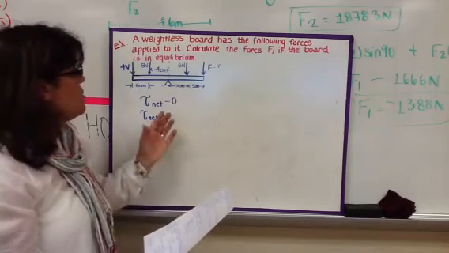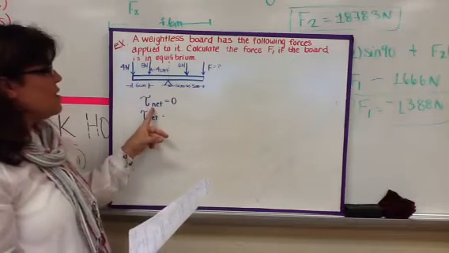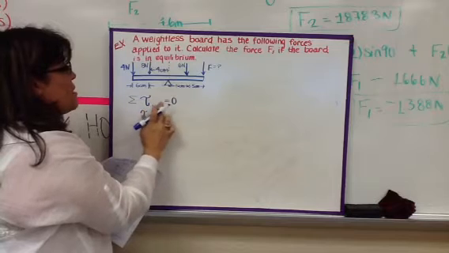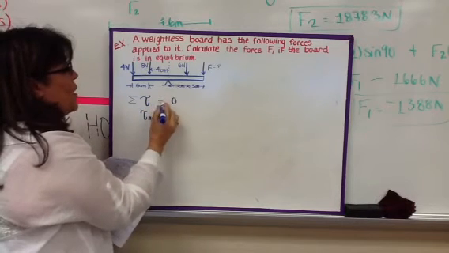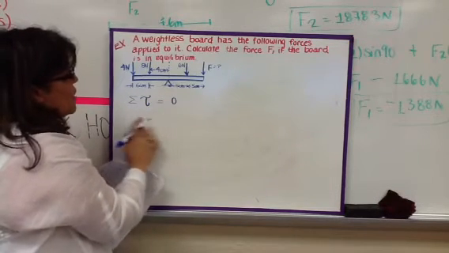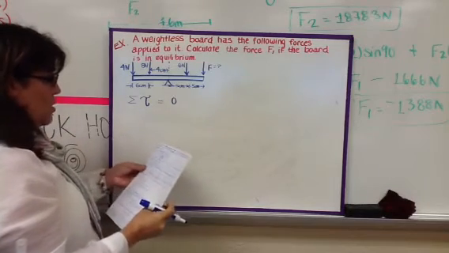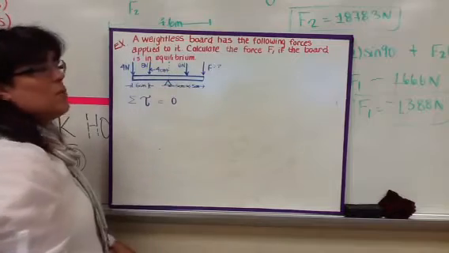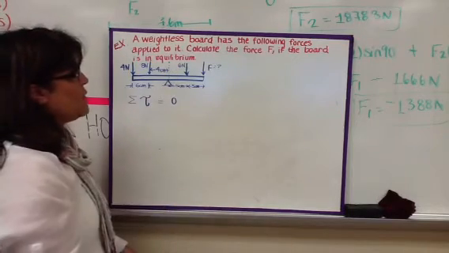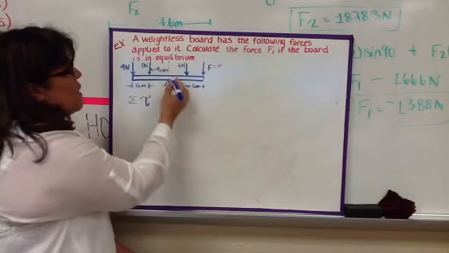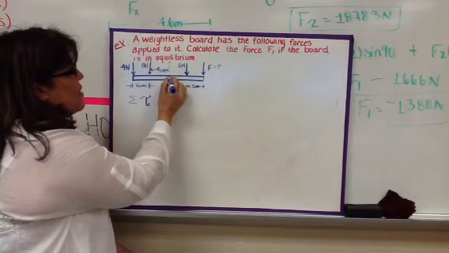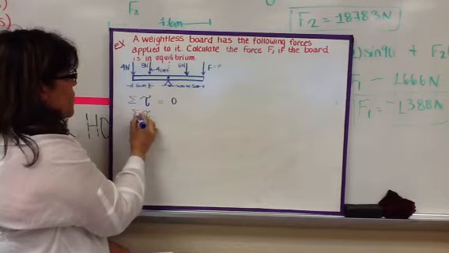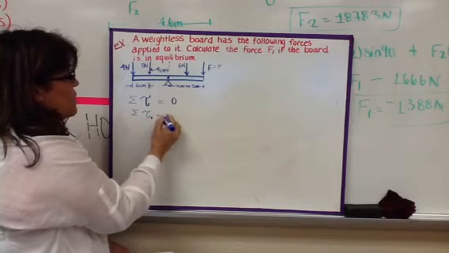Okay, so for the board to be in equilibrium, that means that the sum of the torques, or the net torque, has to be equal to 0. We want it in equilibrium. So how are we going to go about finding the torques? What we're going to do is calculate all the torques, and we're going to find out what that value is. So we can pick any point. To make things easy, I'm going to pick right at this point right there. So I'm going to say the sum of the torques about that point is going to be equal to 0.